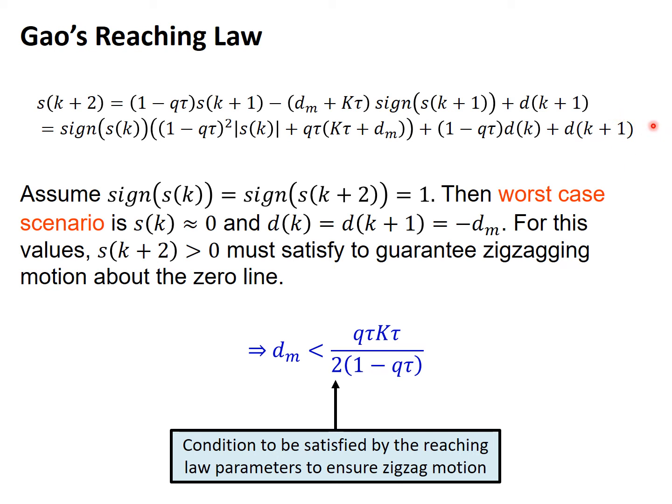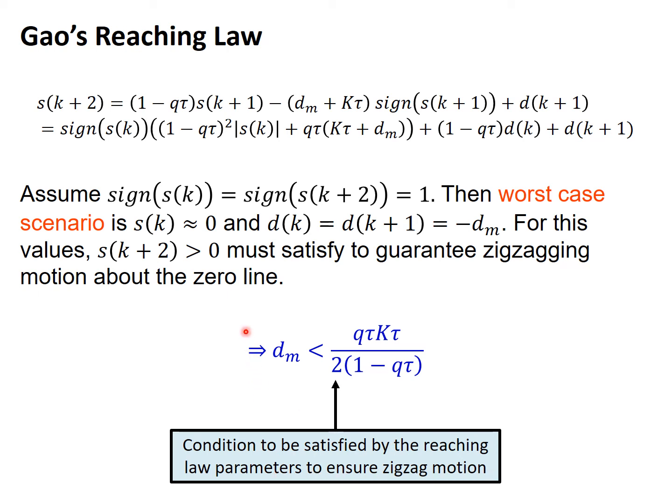You just write greater than 0, and then you see what would be the inequality coming out like this or not. You have to only see what is dm less than something. So you will see dm is coming out less than this. So what does this mean? That this condition has to be satisfied by the reaching law parameters to ensure zigzag motion.